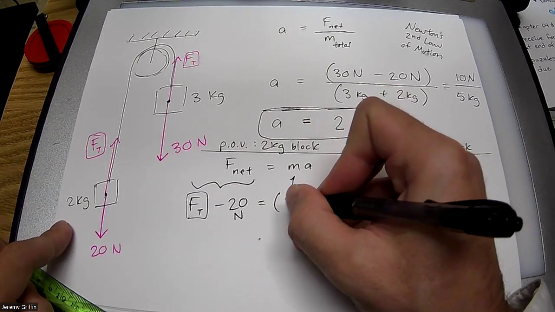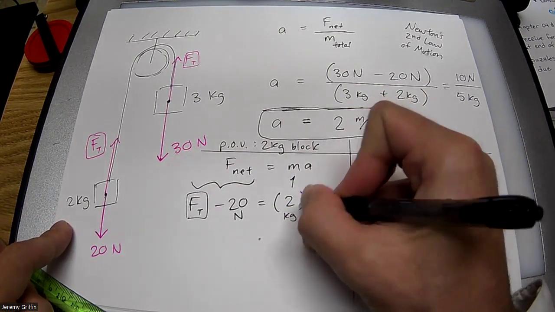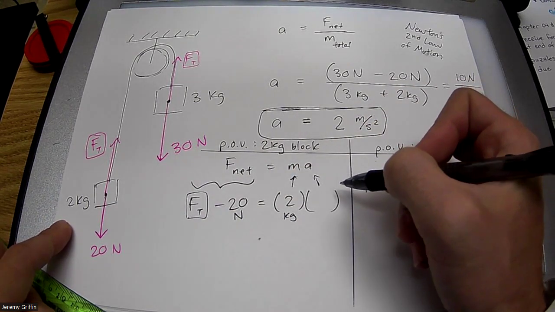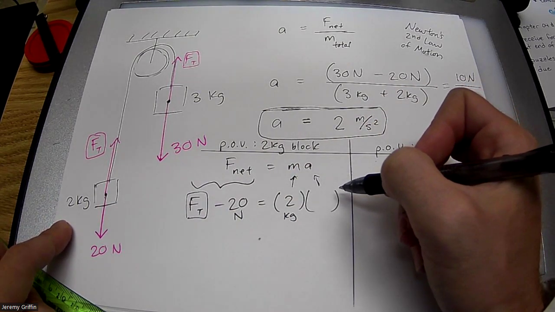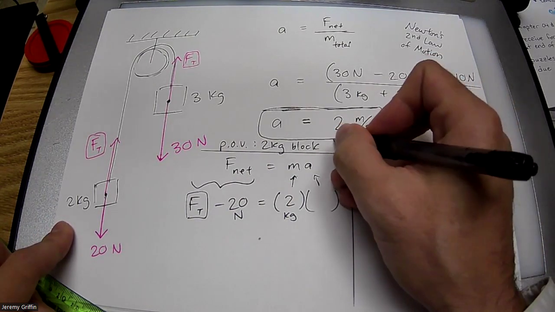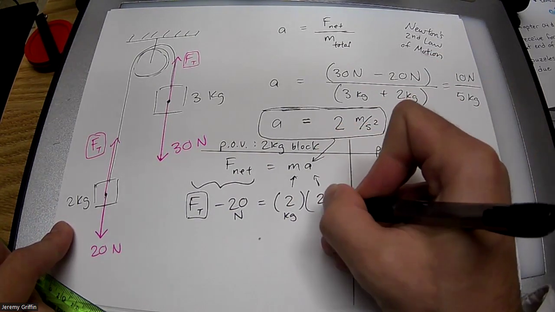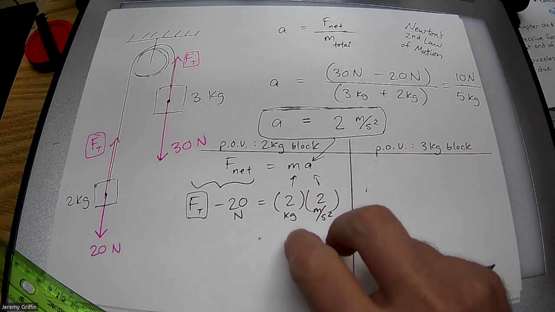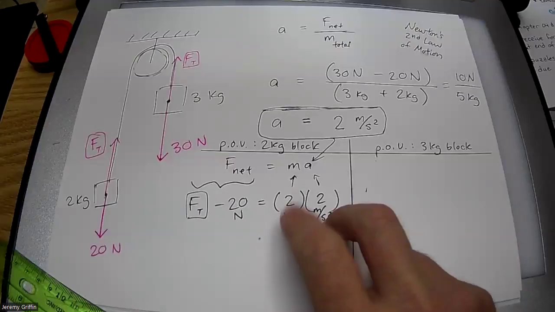That's the mass, right there, 2 kilograms, to accelerate at how much? How much is it going to accelerate up? 2 meters per second squared, right there. 2 kilograms times 2 meters per second squared. That gives you what?